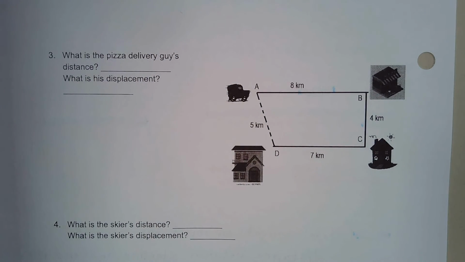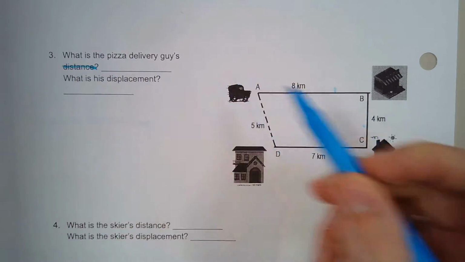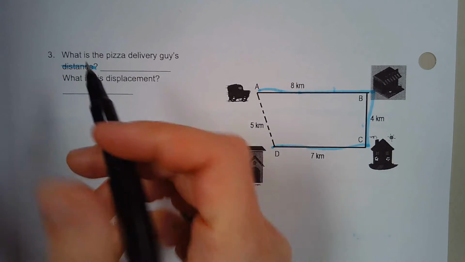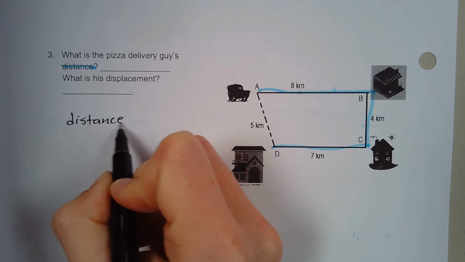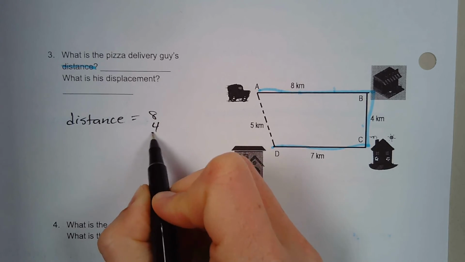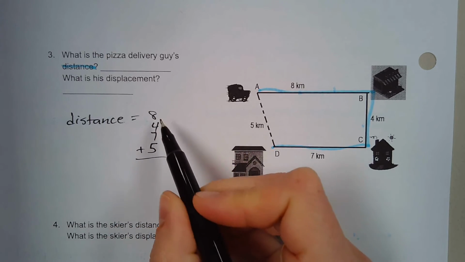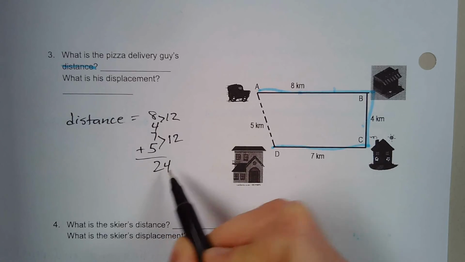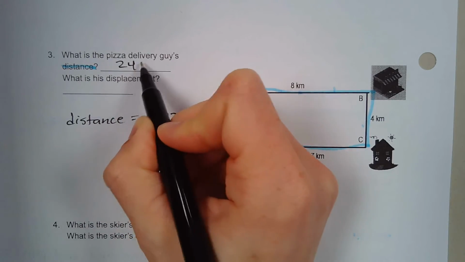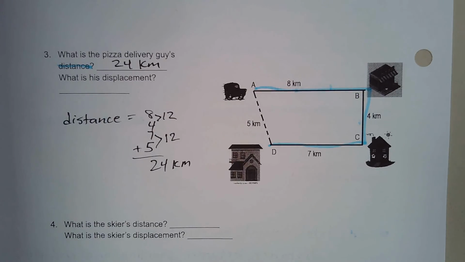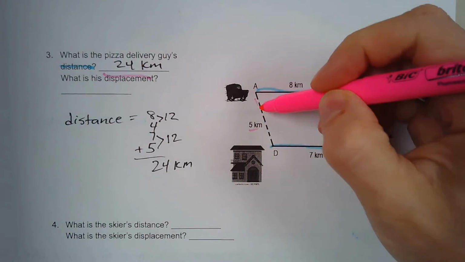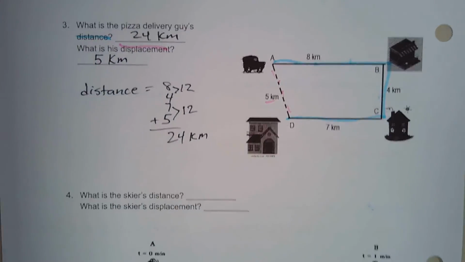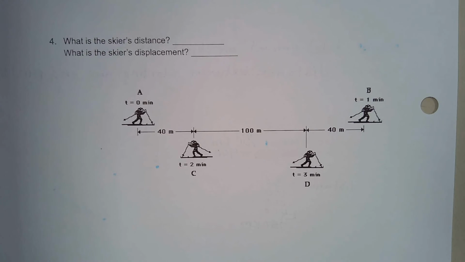The pizza delivery guy's distance. So distance, it went from A to B to C to D and ended at this house. So distance equals 8 kilometers plus 4 plus 7 plus 5. And so that is 12 and 12, which is 24 kilometers. So it traveled 24 kilometers, but it's only been displaced 5 kilometers. So hopefully you're starting to get the hang of it. And then you got to this one, and you're like, what is going on here?